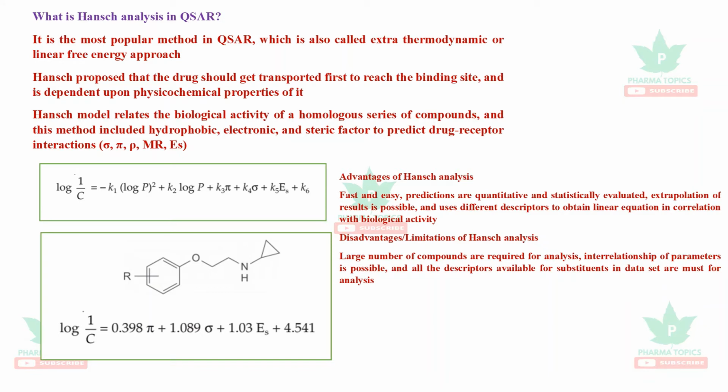The advantages of Hansch analysis: it is fast and easy. The predictions are very easy. It takes into account different descriptors. The disadvantages: a larger number of compounds are required for Hansch analysis, and all the descriptors should be available for the substituents.